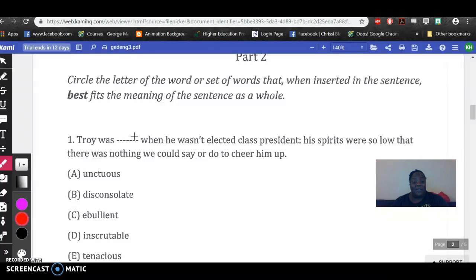So you have a sentence, and again, you can use context clues to help you figure out which word best fits into the blank space. Okay? So circle the letter of the word or set of words that, when inserted in the sentence, best fits the meaning of the sentence as a whole. Again, using your skills with context clues.